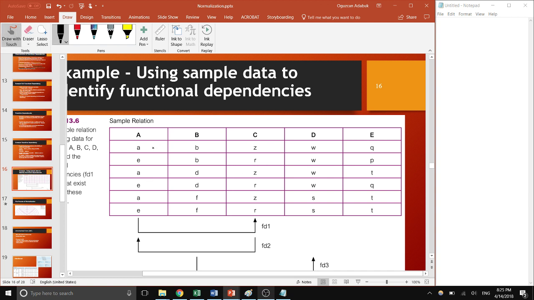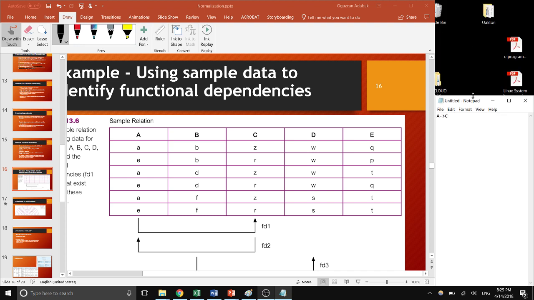Now let's see A and C. For A, we have a Z here. For E, there's R. A, Z, E, R. So far, for each value of A there's exactly one value of C. And we come all the way down here: E, R, A, Z. So yes, we can say that C functionally depends on A. I'm going to write it here.